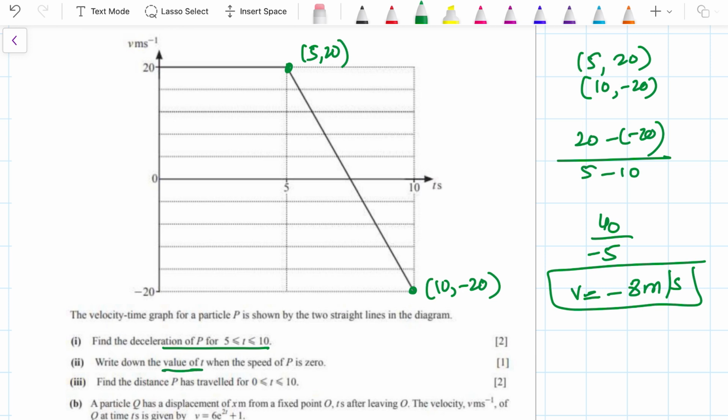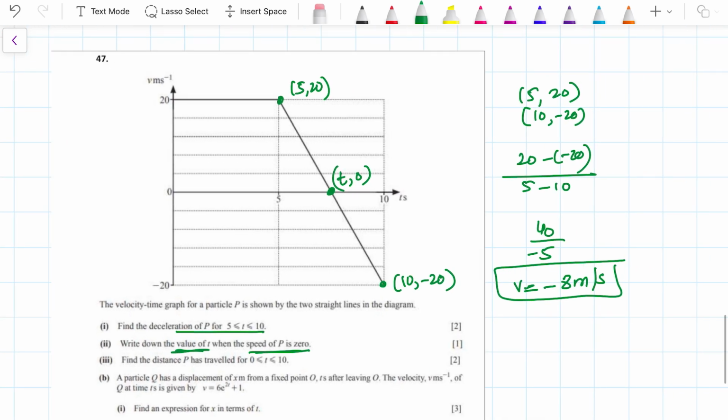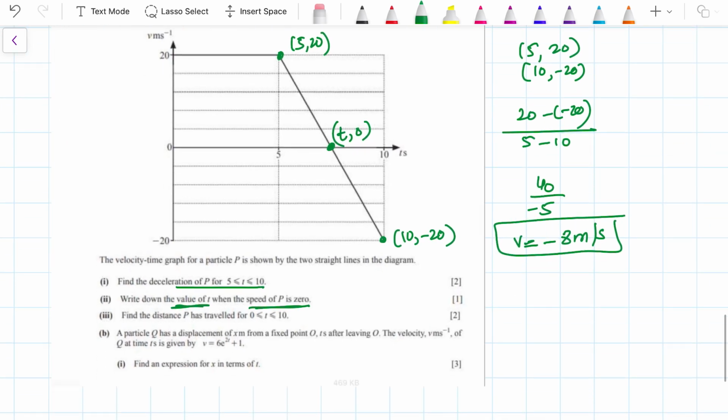Write down the value of t when the speed of p is 0. When the speed of p is 0, that means at this point I want to know what is my value of t. So I can say all 3 points lie on the same straight line. So the gradient is the same. So I will use the gradient concept. Minus 8 is equal to the gradient, which is the deceleration. So the gradient is minus 8.